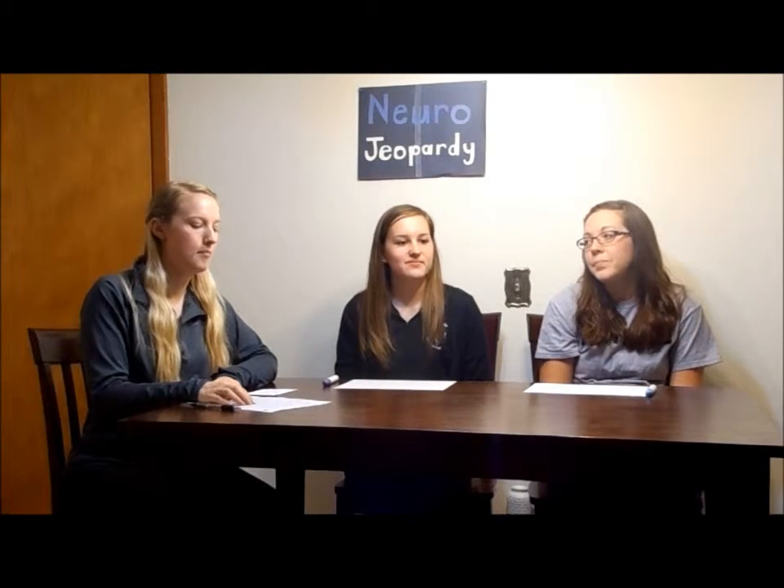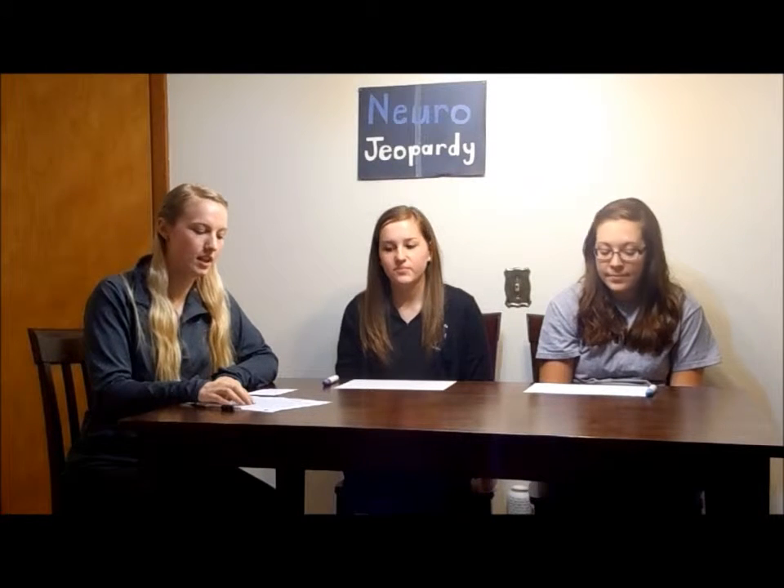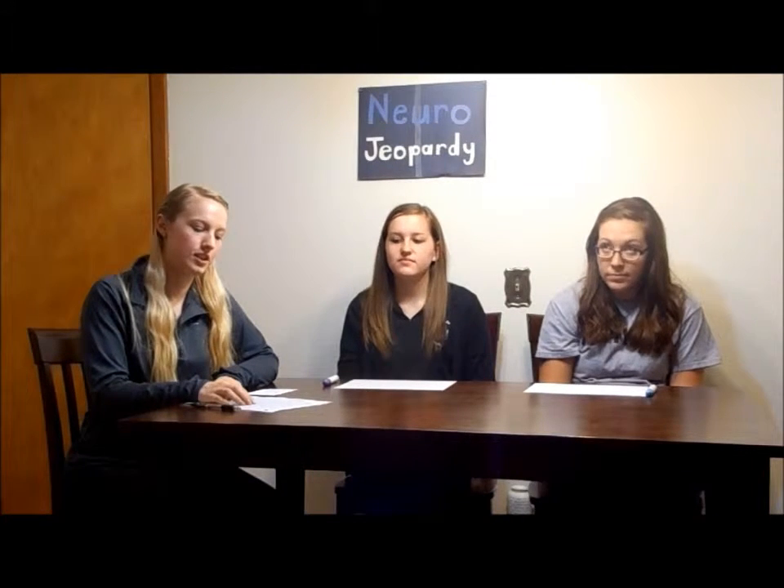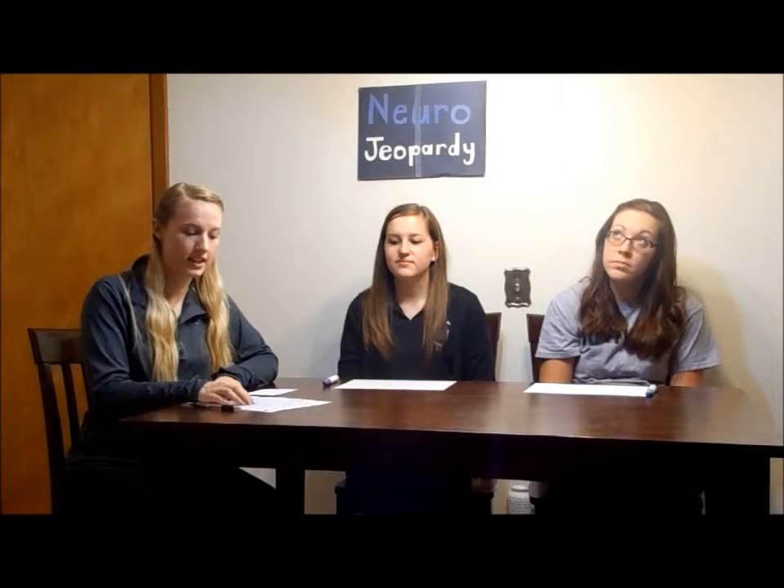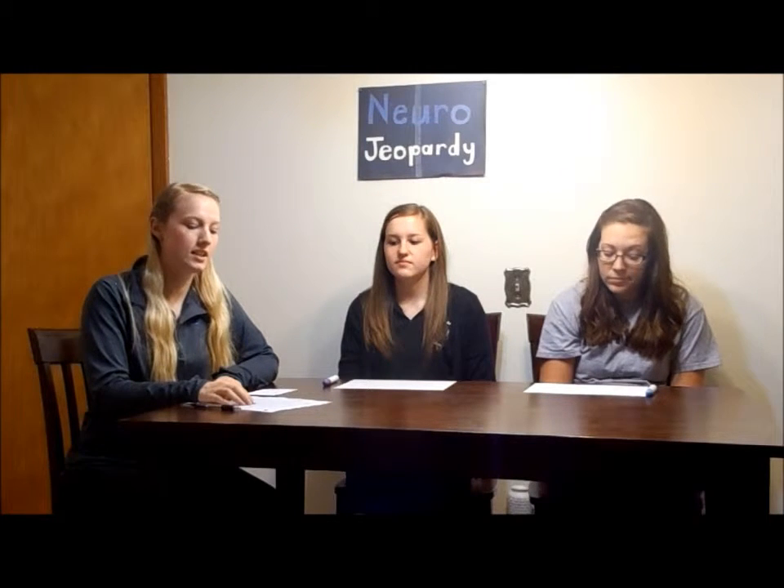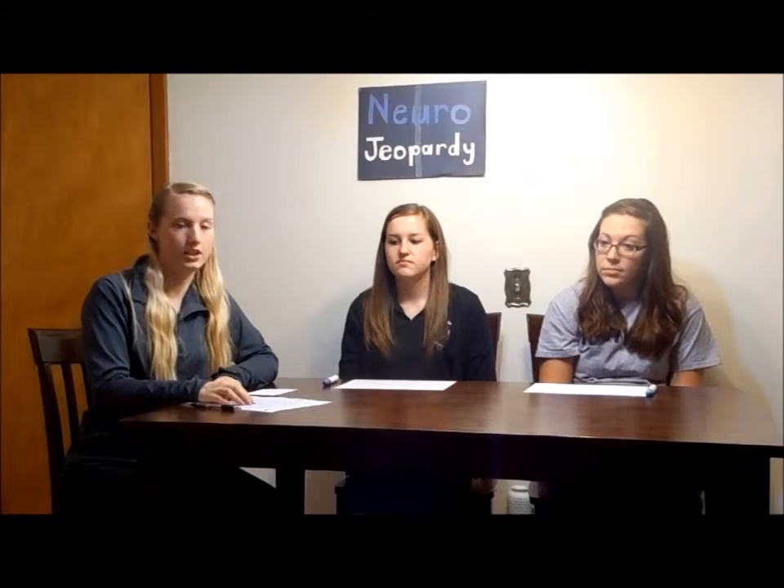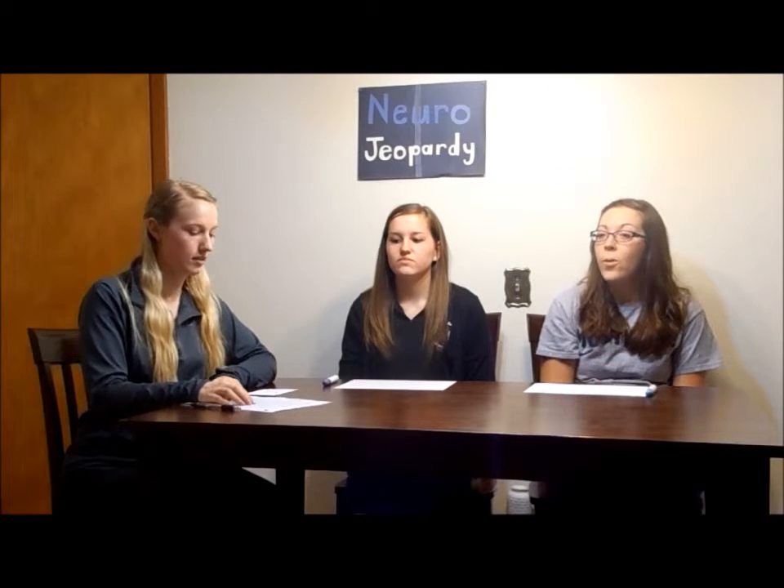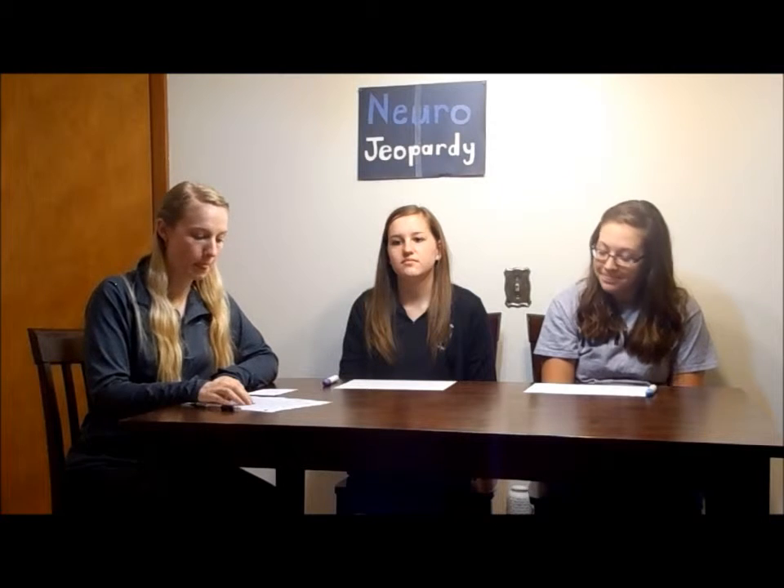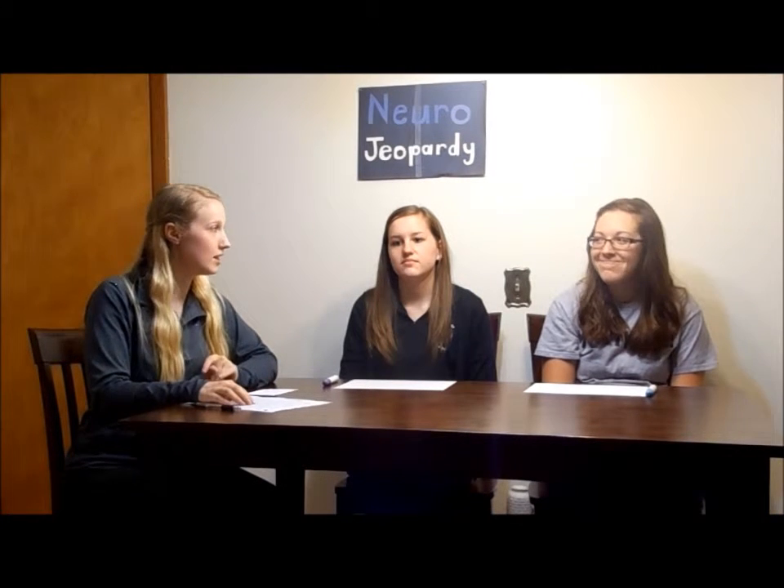I will take signs and symptoms for 200. Okay, so the question is, paresis, fasciculations, spasticity, clonus, and slow atrophy are signs and symptoms of this condition. Elizabeth. What is upper motor neuron spinal cord injury? You are correct. That's 200 more points.